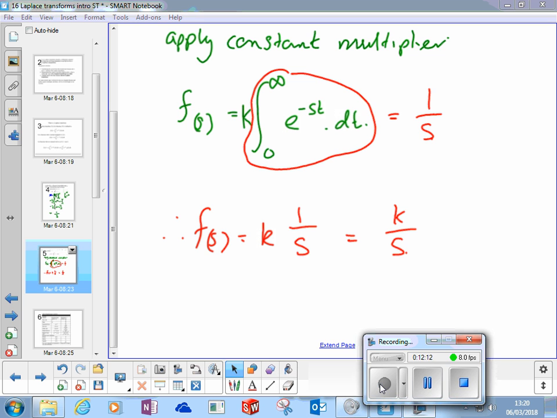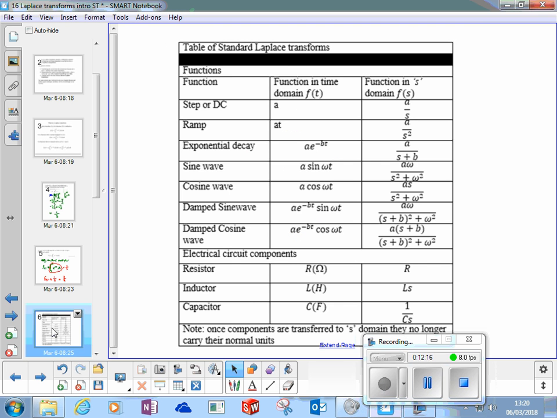Other competent mathematicians have done that for a whole host of functions, and these are the ones that we're interested in. So I'm not proposing to do any more finding the Laplace transform of a particular basic function, because what we're really interested in is using this table to solve circuit problems. So if you look at that, the one we've just done: the Laplace transform of a constant a is a over s.